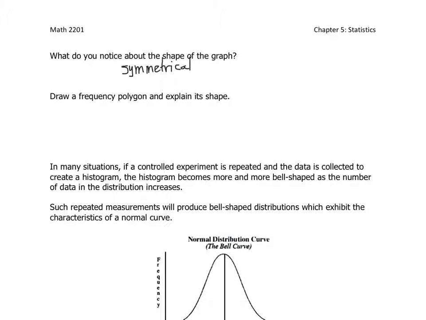It says draw a frequency polygon and explain its shape. Well, we already did that, and it was a bell-shaped pattern. It went up and then came back down. We were using straight lines to connect it, so in our case it looked more triangular, but it really should be called a bell-shaped pattern.